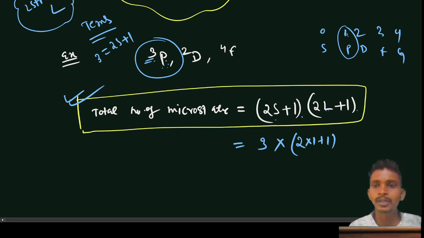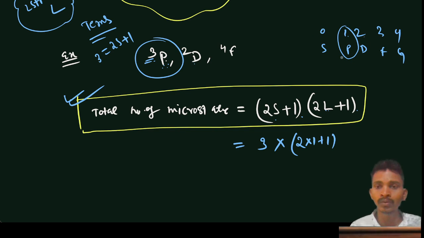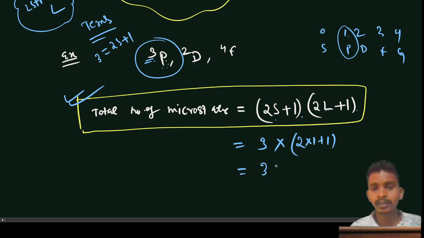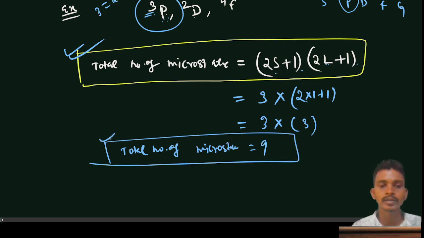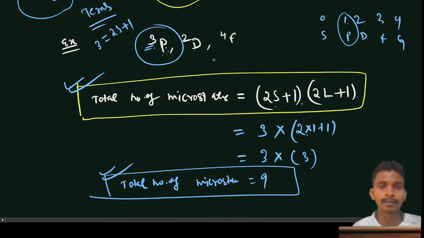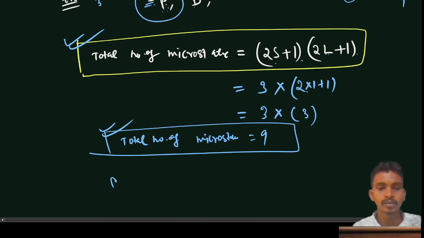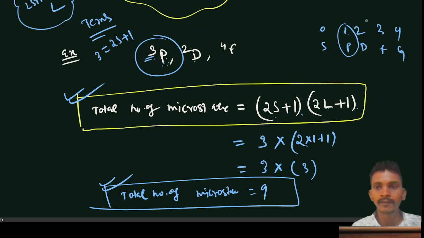So this P value represents 1. If D is there, that represents 2, so just put the value of L from here and calculate the total number of microstates. So this is 3 into (2 times 1 is 2, and 1 is 3), that is 3, so the total is 9. The total number of microstates is 9.